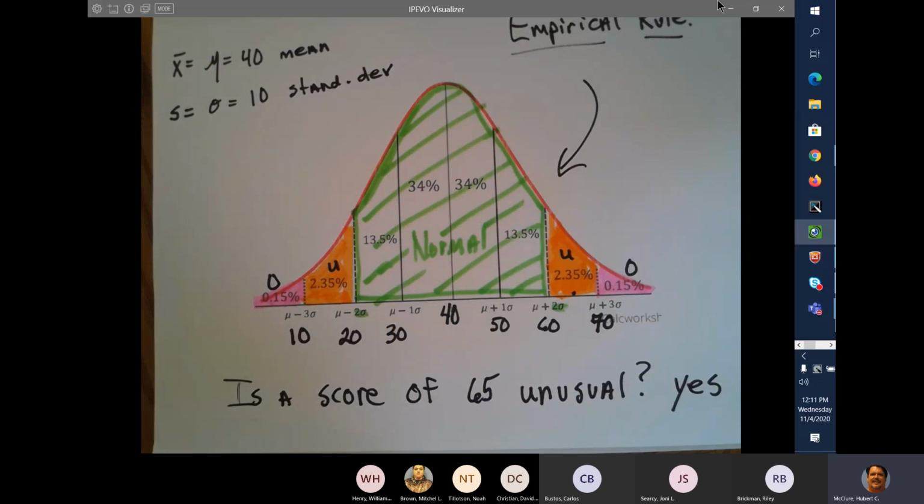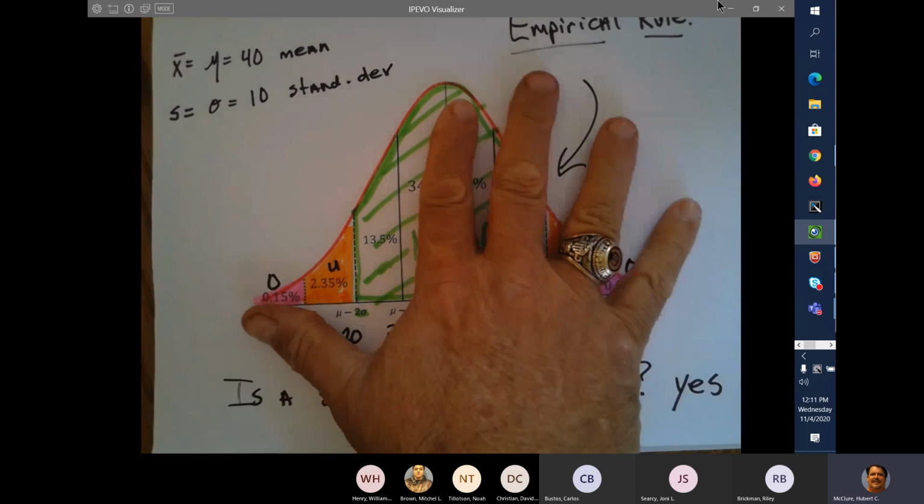What would a score of 40 be? 40 would be normal. What would a score of -8 be? Well, -8 would not even be in the scope, but 8 would be an outlier. 75 would be an outlier. That's how you read the empirical rule.